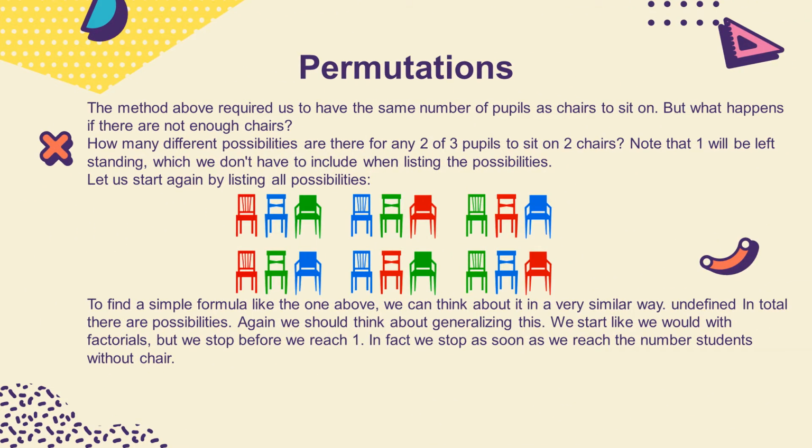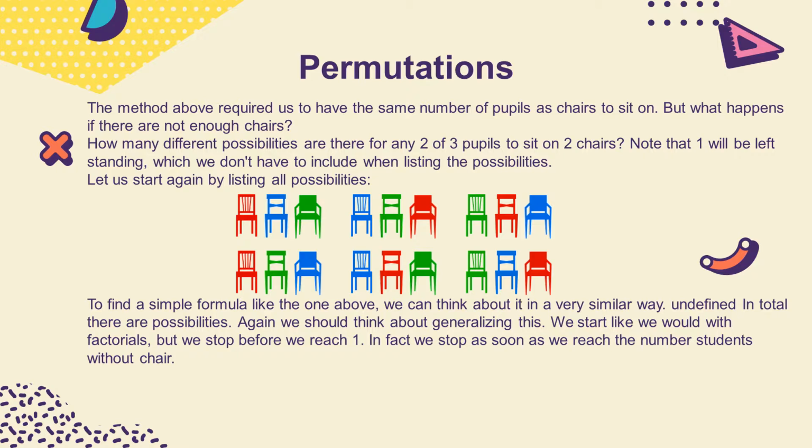So I'm going to tell you about permutations and combinations. The strategy above expected us to have the same number of students as seats to sit on. However, what occurs if there are insufficient seats? How many different possible outcomes are there for any two of three students to sit on two seats? Note that one will be left standing, which we don't need to include when listing possible outcomes. Let us begin again by listing all the possibilities.